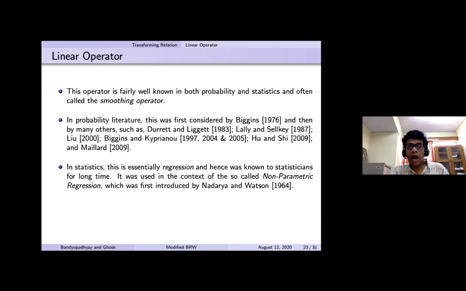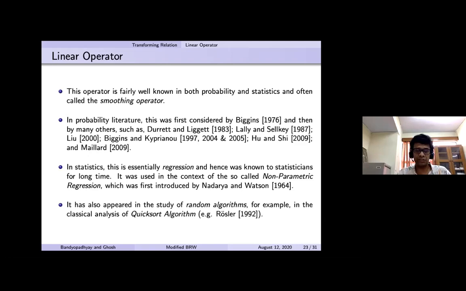But in statistics, by the way, this has been studied for I don't know how long. I think people who are working in regression just know it. It was first mentioned in the seminal work on non-parametric regression by Nadaraya and Watson, which appeared in 1964, where they introduced the so-called kernel density estimator. So the kernel density estimator is essentially nothing but a linear operator of the kind we said.